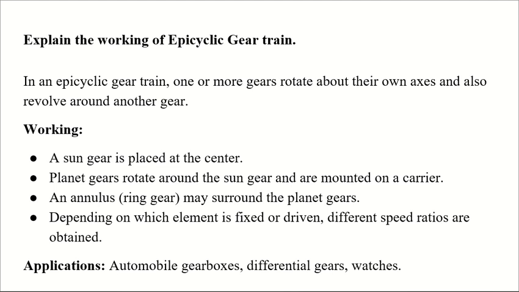Planet gears rotate around the sun gear and are mounted on a carrier. An annulus may surround the planet gears. Depending on which element is fixed or driven, different speed ratios are obtained. Applications: automobile gearbox, differential gears, watches.